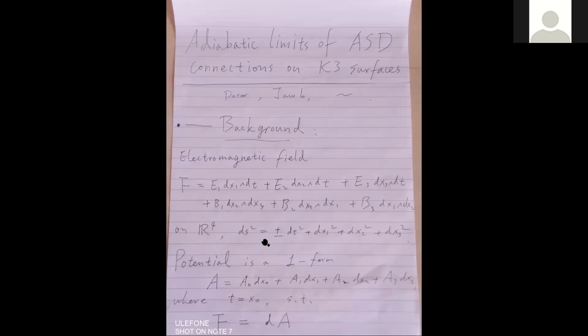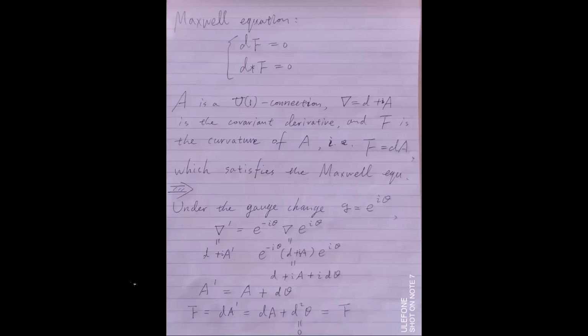So in this talk, actually, I use the Euclidean metric, and the potential is a one form A, and dA equals F. And F satisfies the Maxwell equation, so dF equals 0 and d star F equals 0. The star is the Hodge star of the background metric.